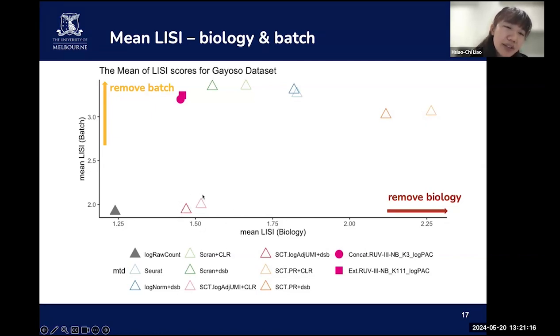The hollow triangles mean other alternative methods. We can see that many of them remove batch quite well, but at the same time they remove the biological signal from the data. This gray dot is a reference point from the raw data. I also did the comparison by calculating the Lise score for the Seurat integrative result. This is how Seurat deals with batch, and it turned out to be too strong, removing both batch and biology.